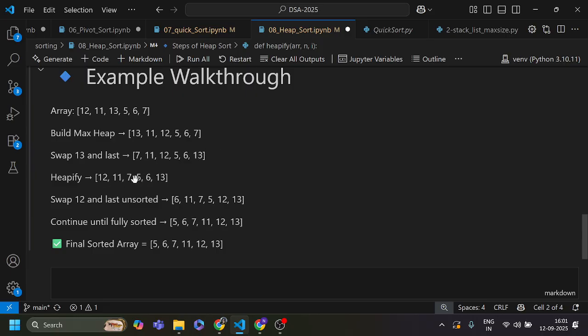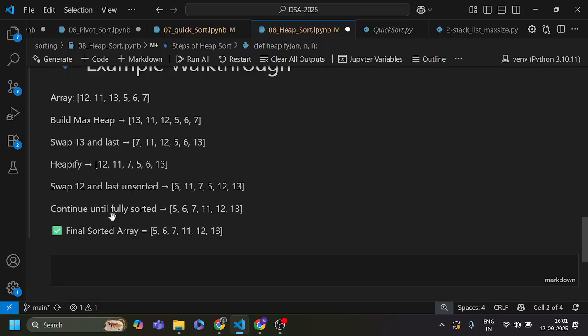Now heapify again. Okay, and swap 12 with the last unsorted element. Here you can see we continue until it is fully sorted. So here we got 5, 6, 7, 11, 12, 13. This is the final sorted array.